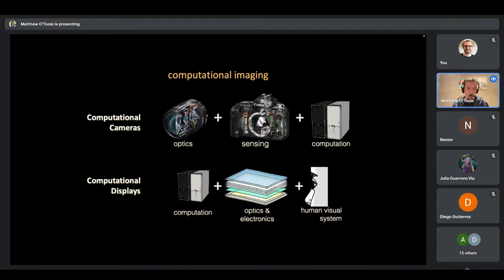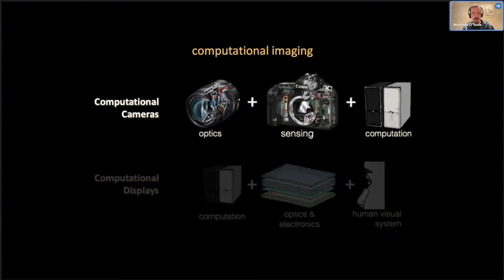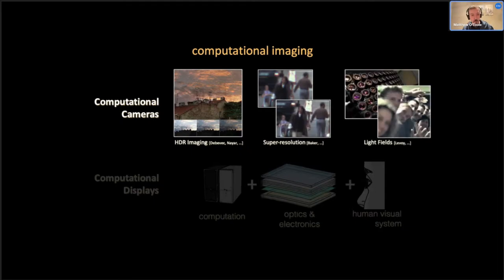Examples of computational imaging applications include HDR imaging, which refers to high dynamic range photography. HDR is something that you find on most smartphones today. It refers to capturing detail in very bright and dark areas within a scene simultaneously. We can also perform super resolution imaging, which is trying to get higher resolution images out of low resolution sensors. And light field imaging, a data structure that allows us to digitally refocus images after they've already been captured.